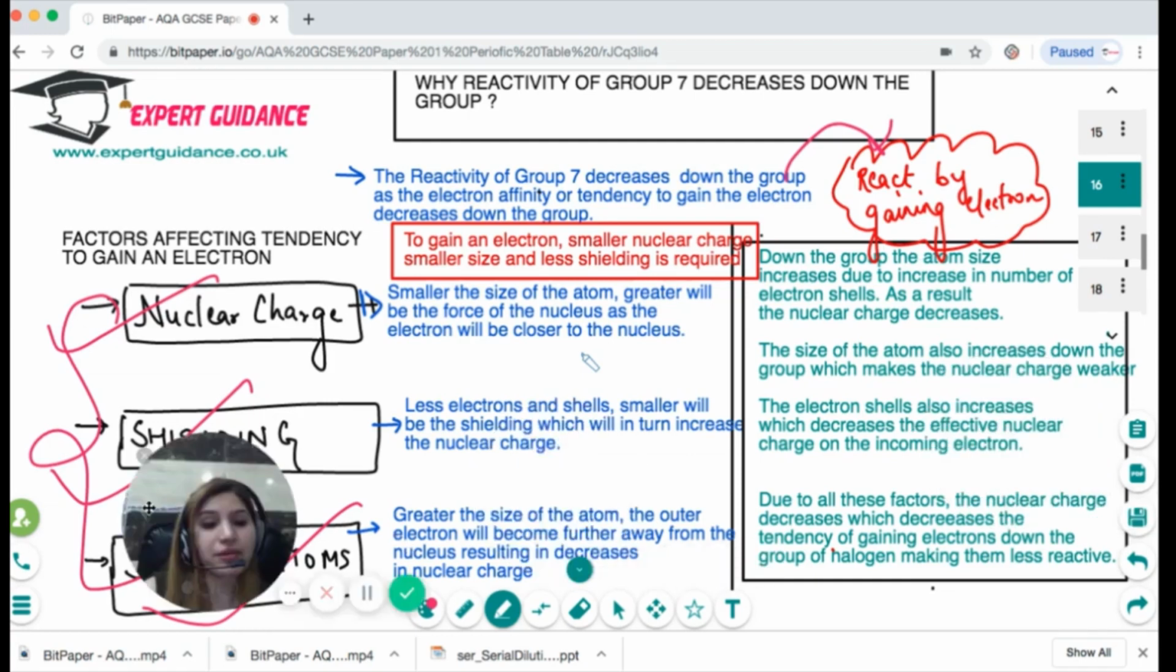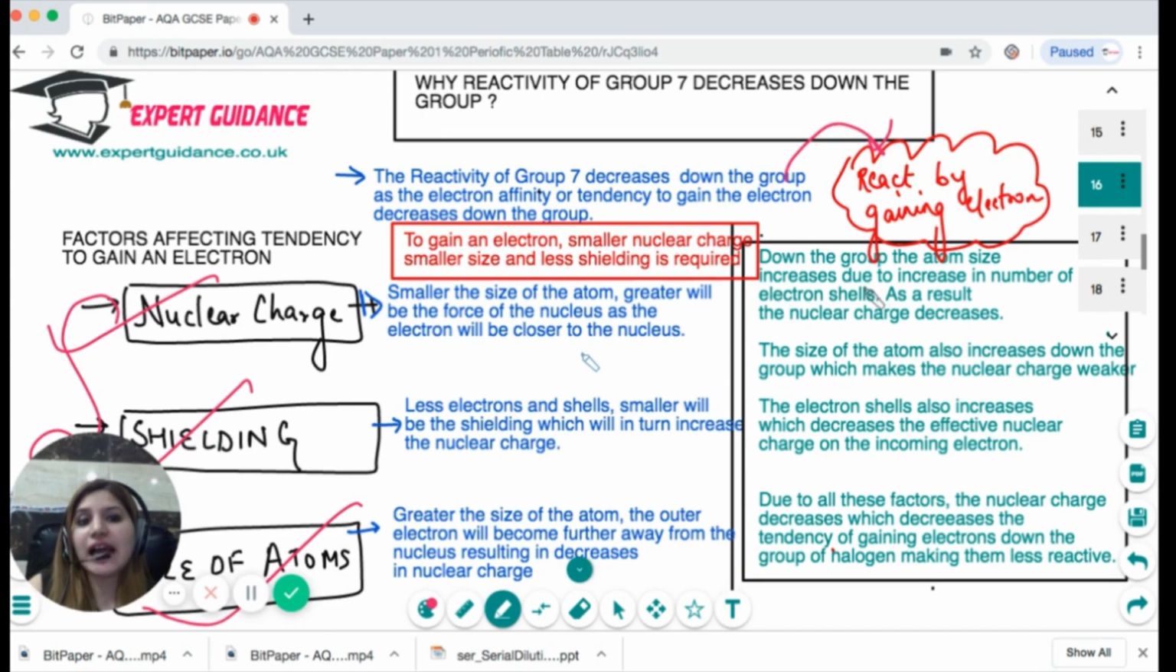Now let me summarize. Down the group, the atom size increases due to the increase in the number of electron shells. As a result, the nuclear charge decreases. The size of the atom also increases down the group, which makes the nuclear attraction weaker. The electron shells also increase, which decreases the effective nuclear charge on the incoming electron. So due to all these factors, the nuclear charge decreases, which decreases the tendency of gaining an electron down the group of halogens, making them less reactive.